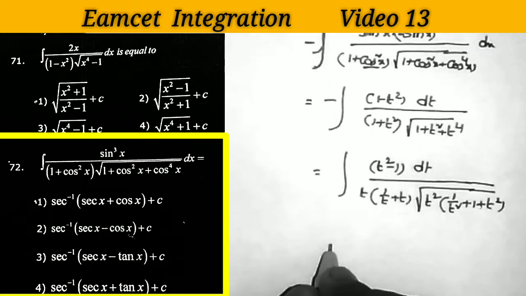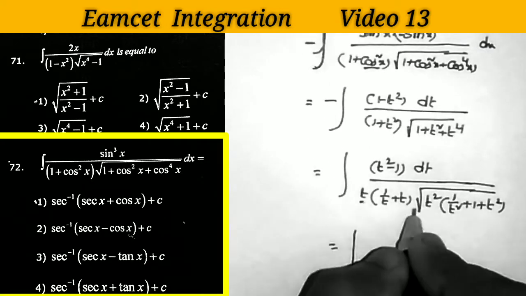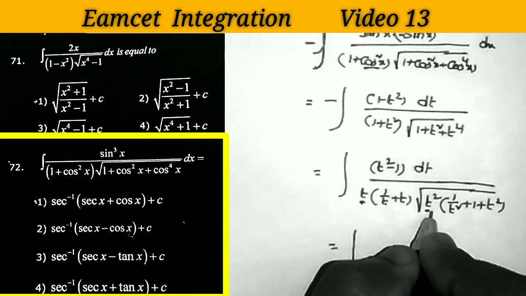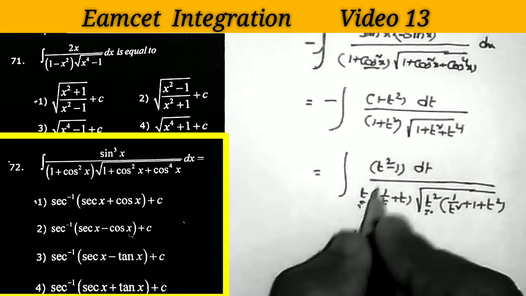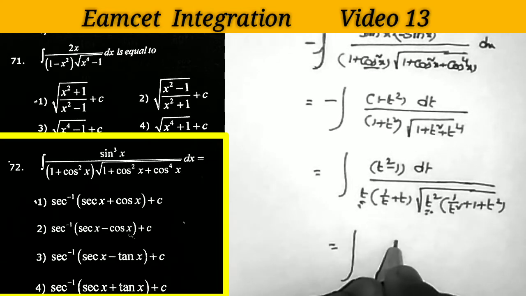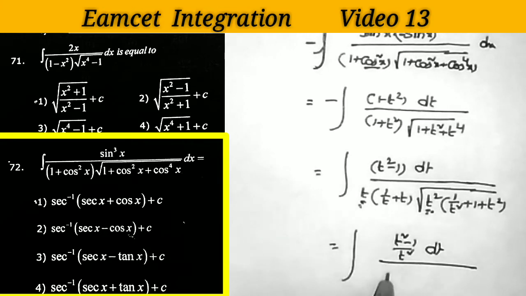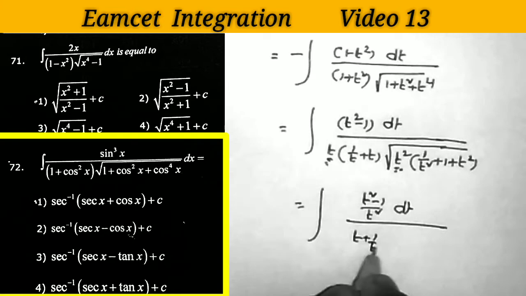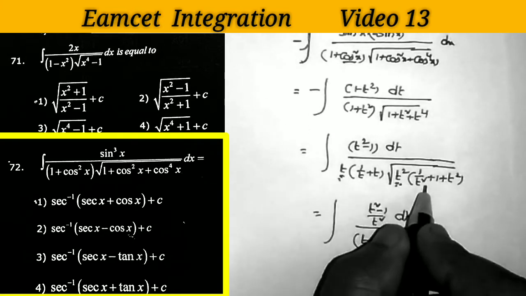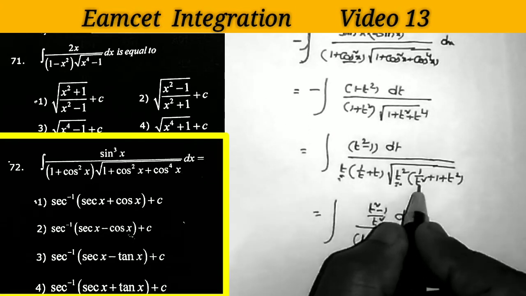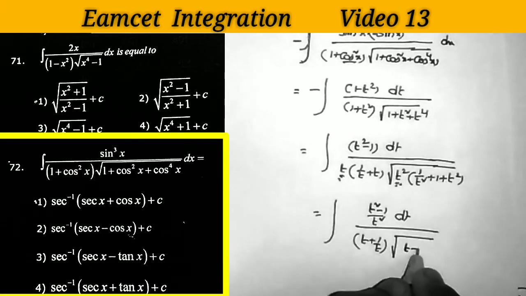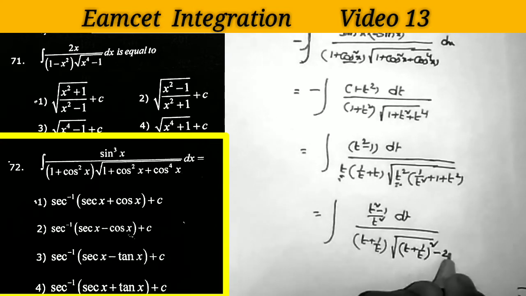Now this is equal to the integral, here t into t is equal to t square. Now writing the t square value at the numerator, that is t square minus 1 by t square. Okay, t square minus 1 by t square. Now this is t plus 1 by t into square root of, now what is this value? t square plus 1 by t square, I take that value as equal to (t plus 1 by t) whole square minus 2 plus 1.